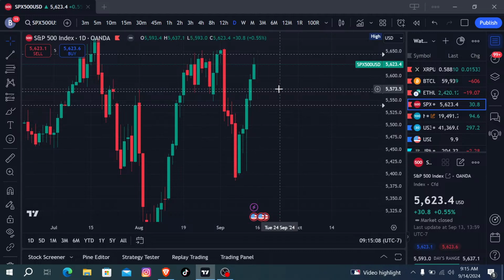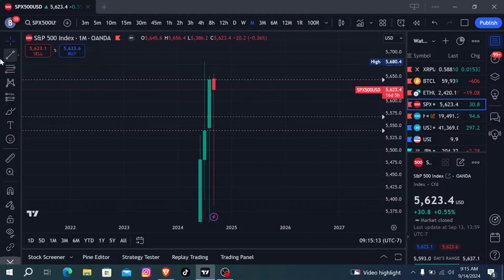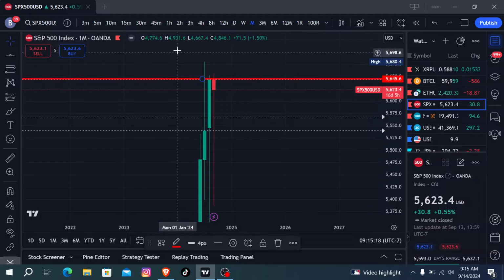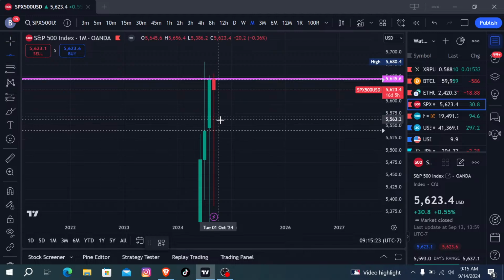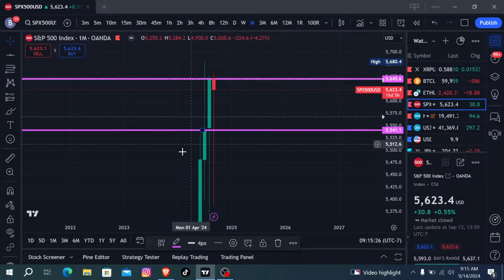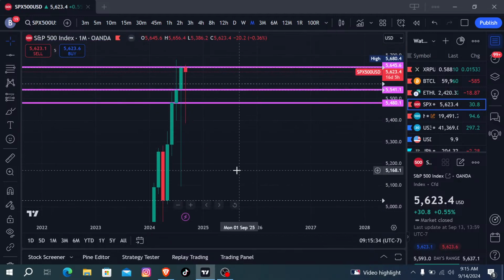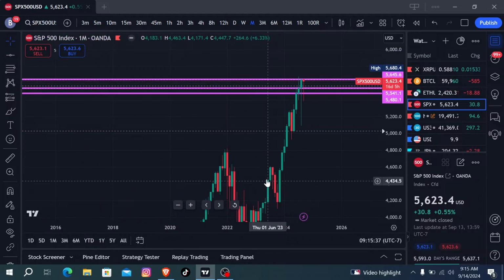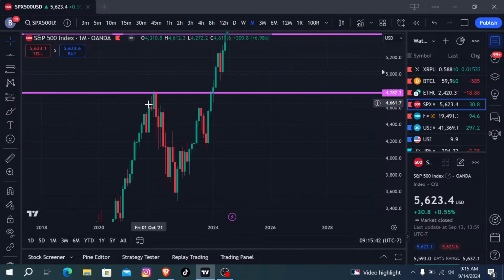So anyways, all right, back to the monthly, guys. We're going to start with the monthly. Monthlies are purple. So this is the area you don't want to come down to. This is where we're originally.